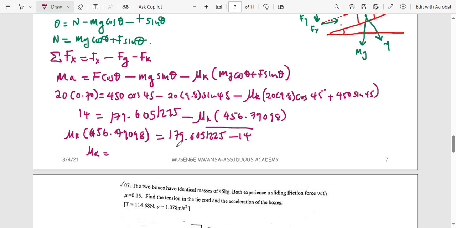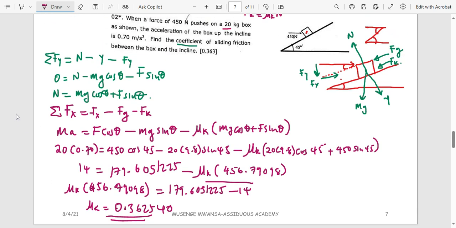So what I'm doing is I'm getting 179.6051225 minus 14. When I'm teaching these ones and I'm punching, you can also be following through punching so that it's easy. Divide that by 456. So the answer that I found is 0.362540. I can end here. This is the coefficient of friction.